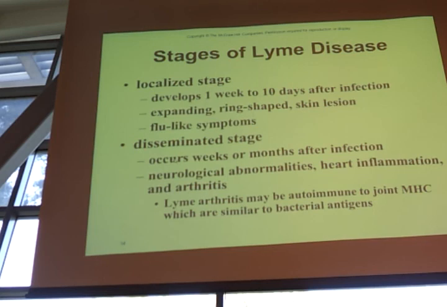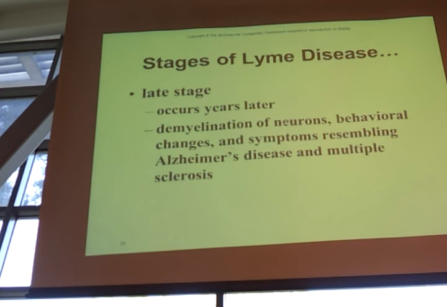So flu-like symptoms, and then the disseminated stage occurs weeks or months after infection: neurological abnormalities, heart inflammation, arthritis. Late stages, years later: demyelination of neurons, behavioral changes, symptoms resembling Alzheimer's and multiple sclerosis. It's just not something anybody would want to get, right? So you look a little silly wearing your socks outside your pant leg. It's not that big of a deal. Just get taller hiking boots. But definitely really consider using things like tick sprays.